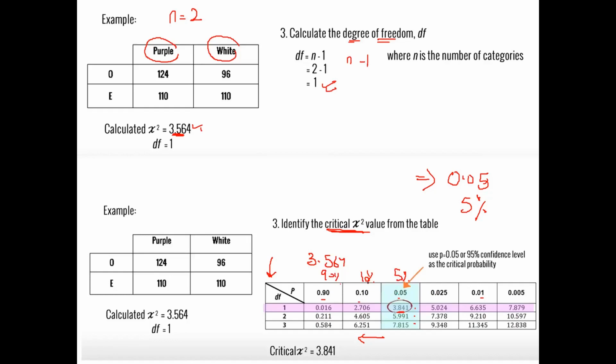When you said your null hypothesis, क्या थी कि there is no significant difference. ठीक है, and this is what you're looking for. बहुत ज़्यादा major difference नहीं है, 3.841. ठीक है, and your calculated value is 3.564.